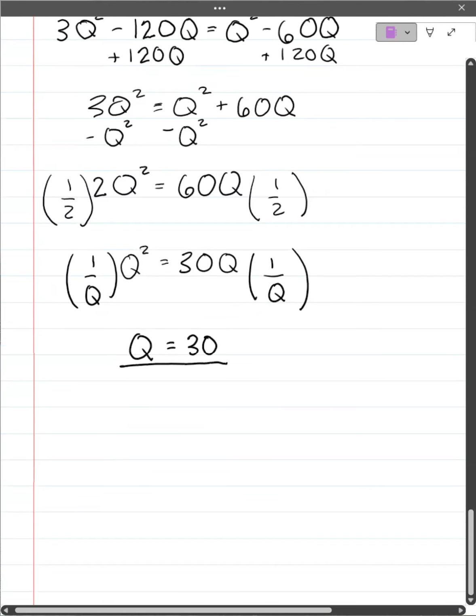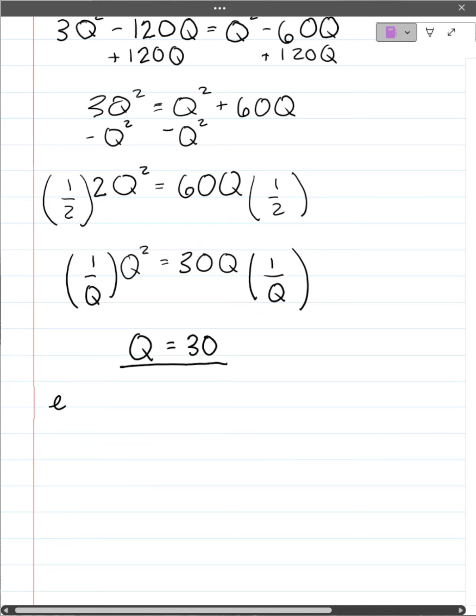Where average total cost is minimized is at 30 units of output, 30 servings of fries. And so we know that Fry Supply has economies of scale up until that point. So it has economies of scale for any output that is less than 30, right? Once it hits that 30, it has constant economies of scale.